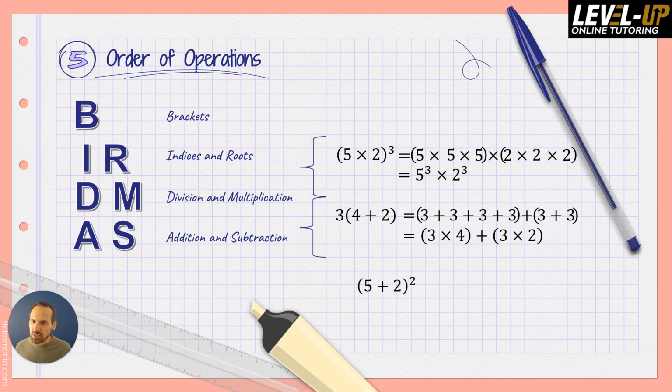But it doesn't jump 2 levels on the BIDMAS. So here, 5 plus 2 squared is not going to be the same thing as 5 squared plus 2 squared. And I would encourage you to work that out. Work out both sides of that there, and you'll see that they don't come out the same.